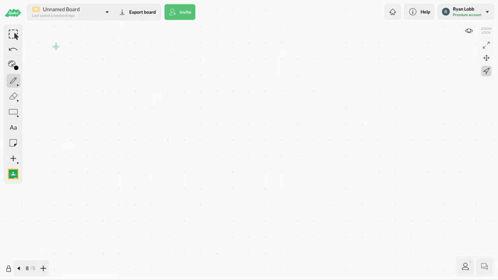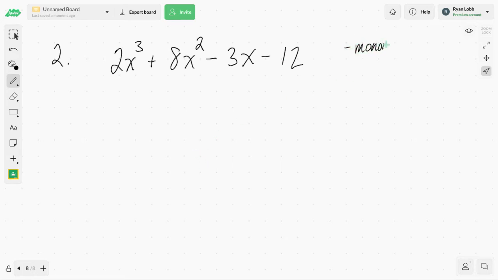All right, second example, factor by grouping. Here's where we have to be a little more careful. Let's go with 2x cubed plus 8x squared minus 3x minus 12. We still always want to look for that monomial to begin with.